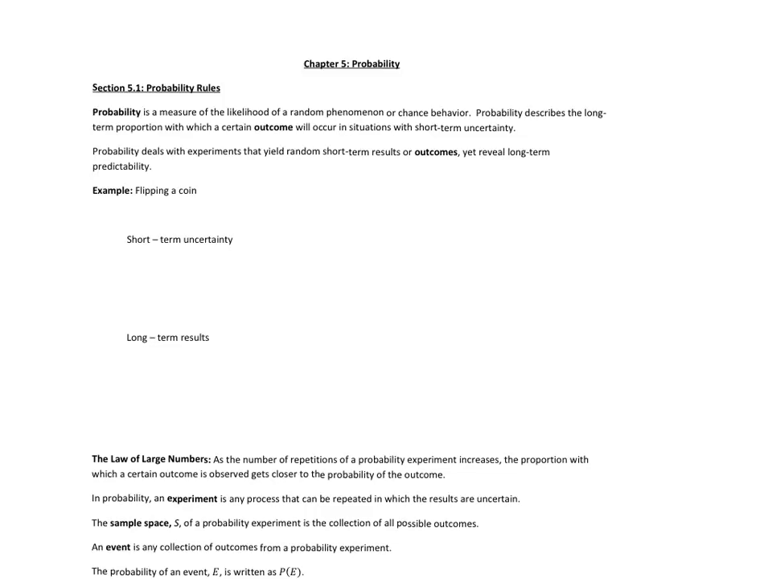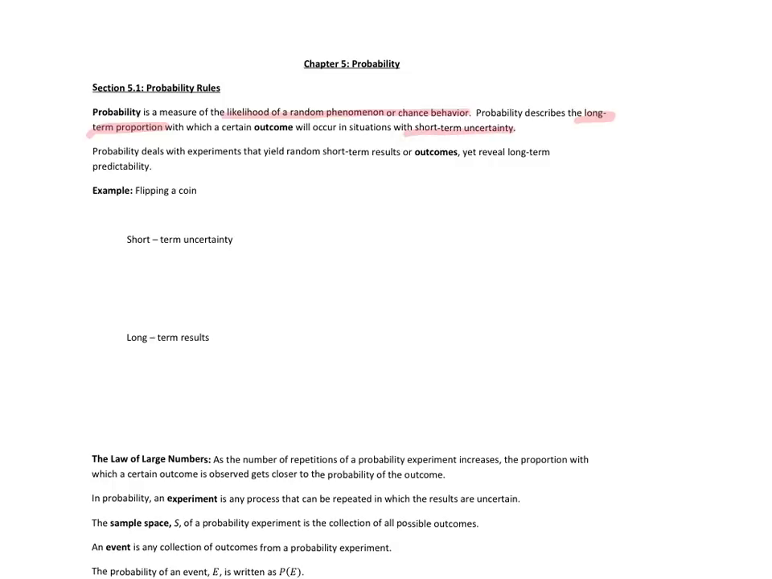Welcome to Chapter 5, Probability. We're in Section 5.1. We're looking at the probability rules. Okay, so probability is, let's start at the top. It's a measure of the likelihood of a random phenomenon or chance behavior. And probability describes the long-term proportion with which a certain outcome will occur in certain situations with short-term uncertainty.